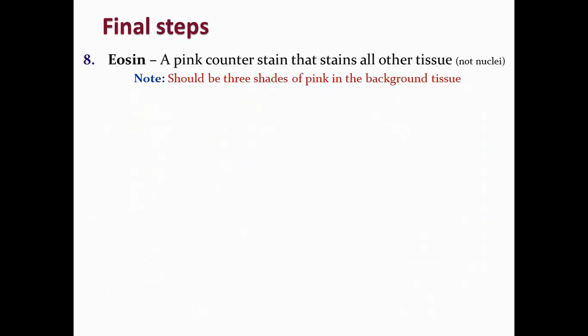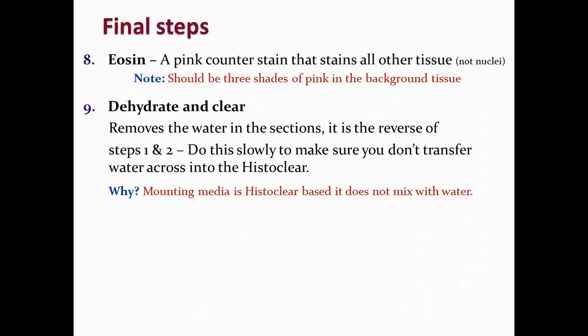Now we can move on to the final steps. Eosin is a pink counterstain and is used to stain all of the other tissue components. So the nuclei are already stained with hematoxylin. Now we just need to stain the background a few shades of pink. After staining with eosin, we need to dehydrate and clear the tissues.